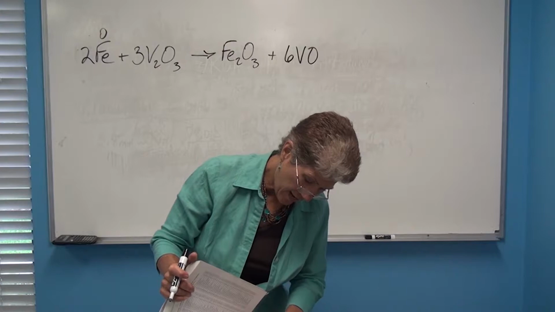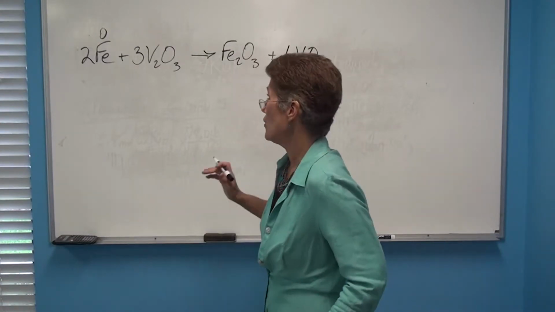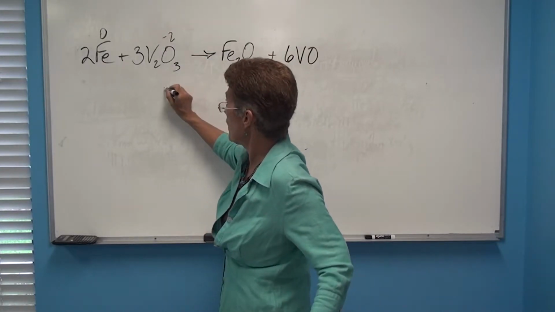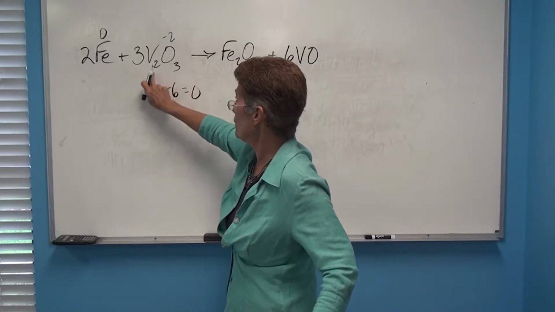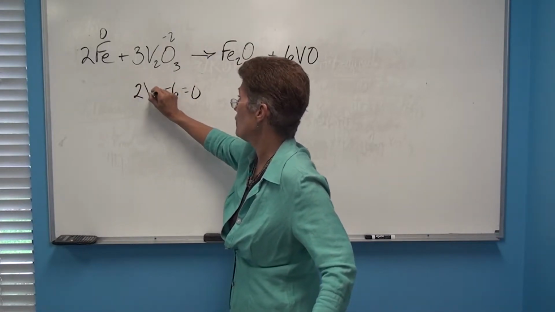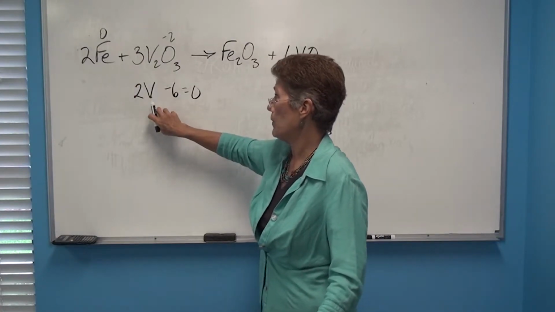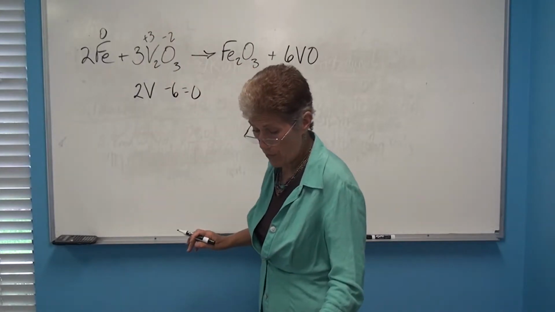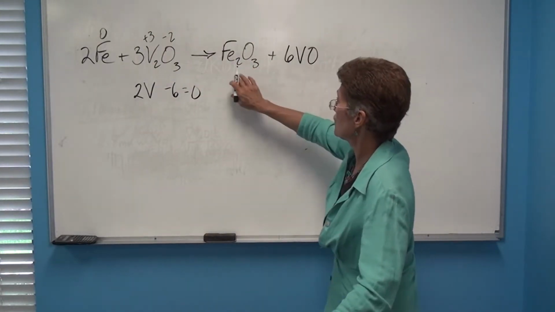V is not a group 1 or a group 2 metal. It's actually a transition metal. So the first rule that's going to apply here is -2. So we got a -6 here. The whole thing is going to equal 0. And we have 2 times whatever V is. So what does V have to be? Well, this whole thing has to be a +6, and there's 2 of them, so V has to be a +3.